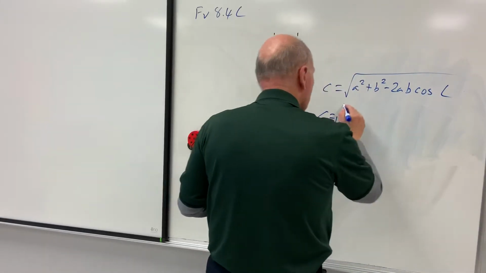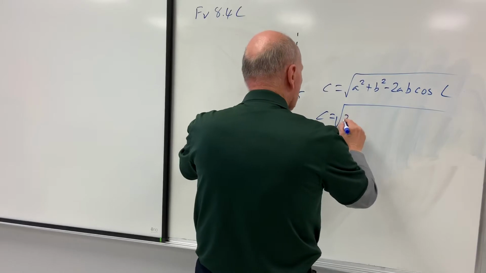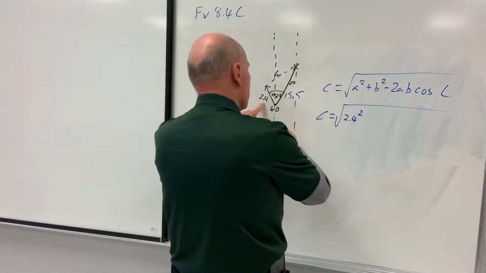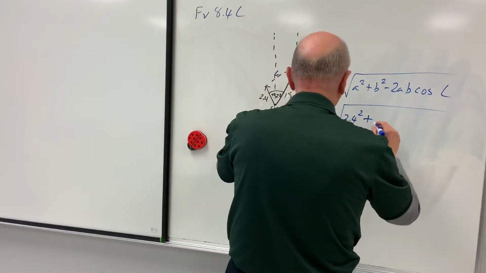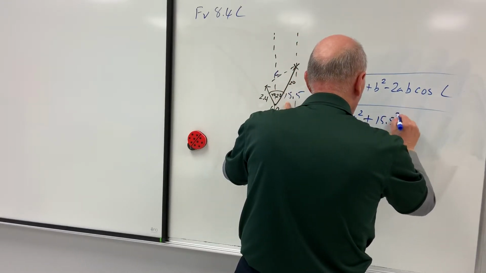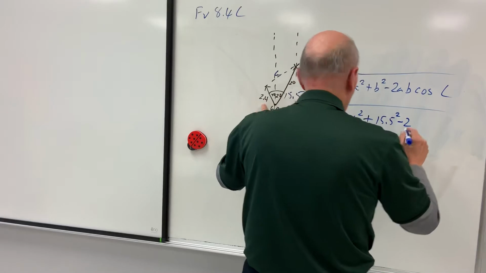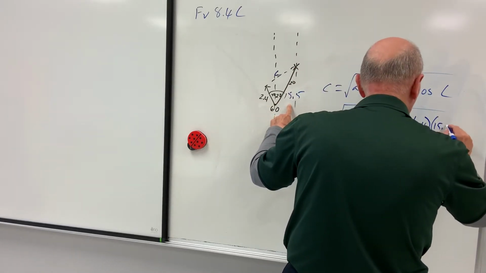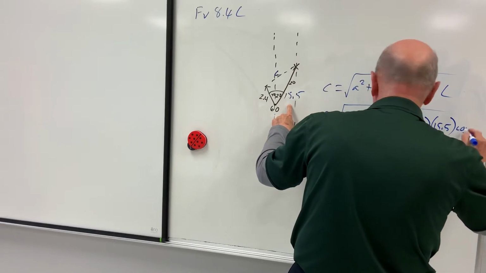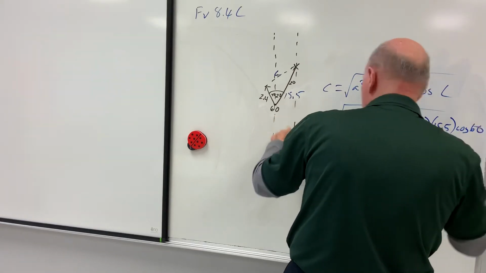So in this case, it'd be the square root of a squared, which would be 2.4 squared. I could either use this as a or this as a, it makes no difference. Plus b squared, which in that case would be 15.5 squared, minus 2 times a, that would be 2.4, times b, which would be 15.5, times cosine of C, which we figured out was 60 degrees.